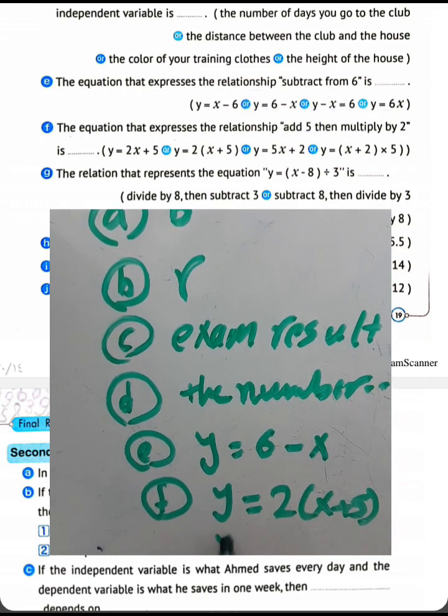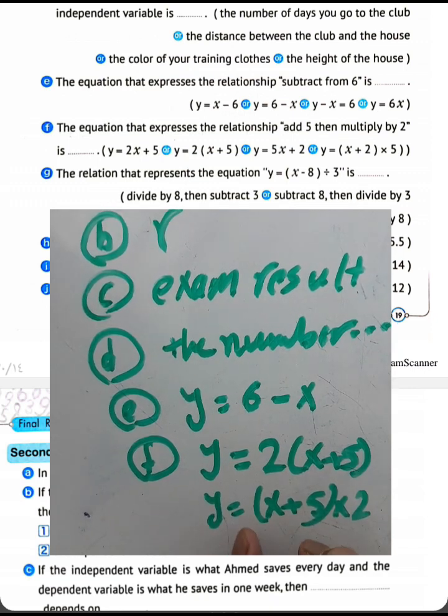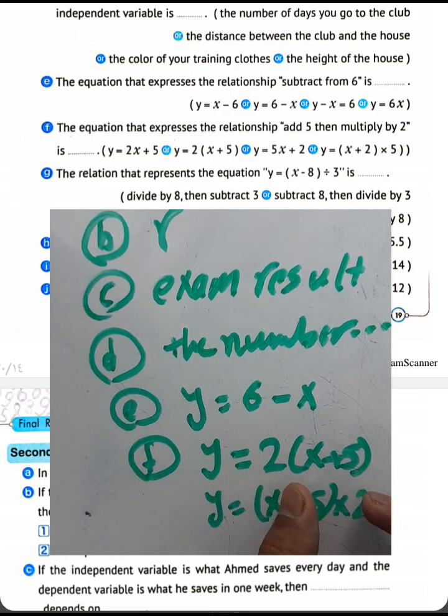You can write here x plus 5 and then multiplication by 2. You can write x plus 5 in brackets or parentheses, multiplication by 2, or write 2 outside, the sum of x and 5.